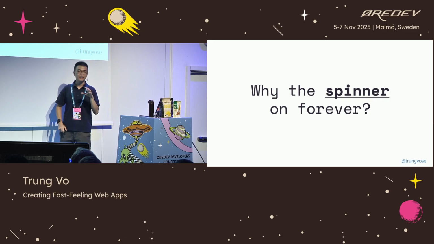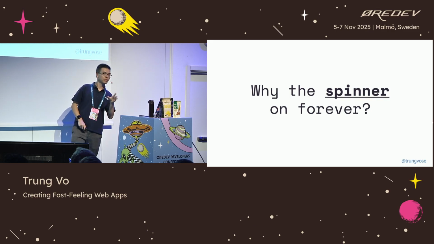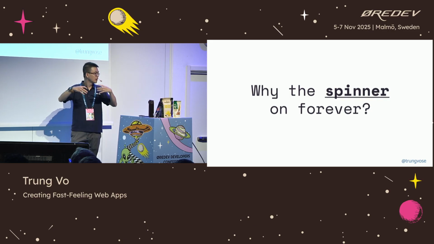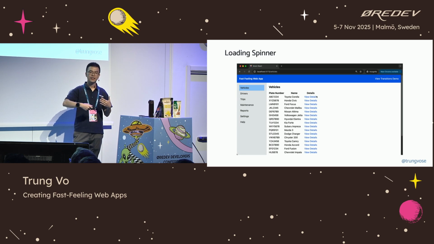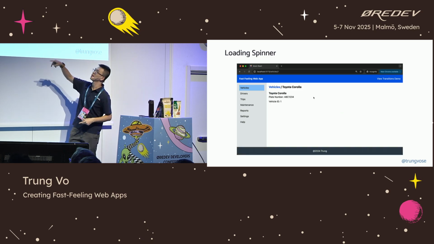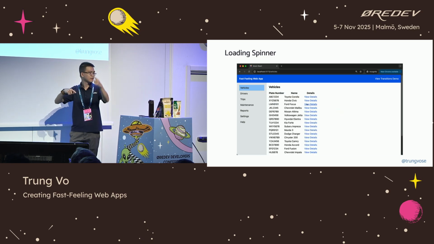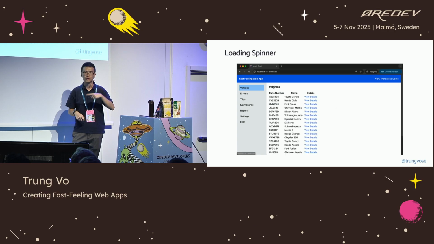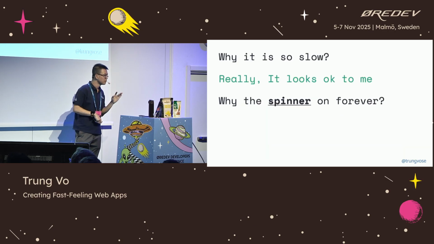But the thing is, he had the question: why do we show it forever? If it's fast, you can delay it a little bit. If it's slow, you can keep it. Because, let me show you one more time. You click in, it's loading. As you click out, it's loading. It's just normal, most applications behave this way.